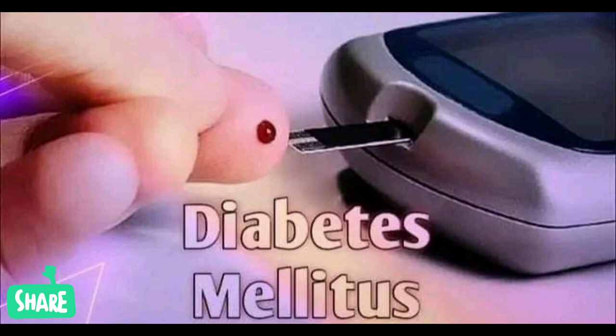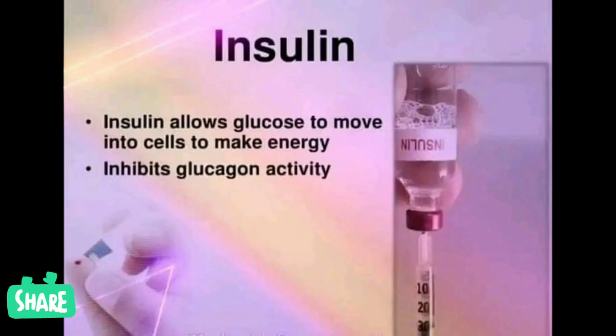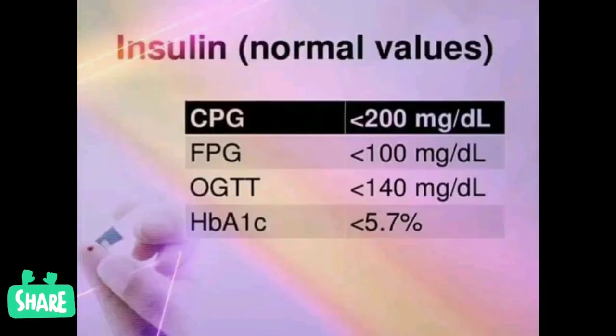In this video, you will learn about diabetes mellitus. Insulin allows glucose to move into cells to make energy, and it inhibits glucagon activity. During fasting, its value is less than 100 mg per deciliter, glucose tolerance test is less than 140 mg per deciliter, and HbA1c value is less than 5.7%.